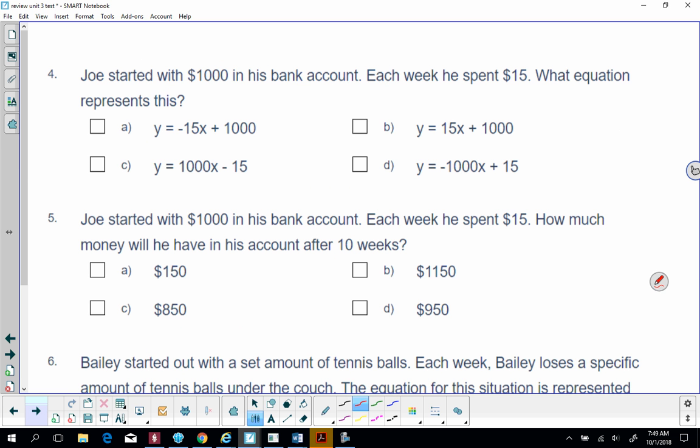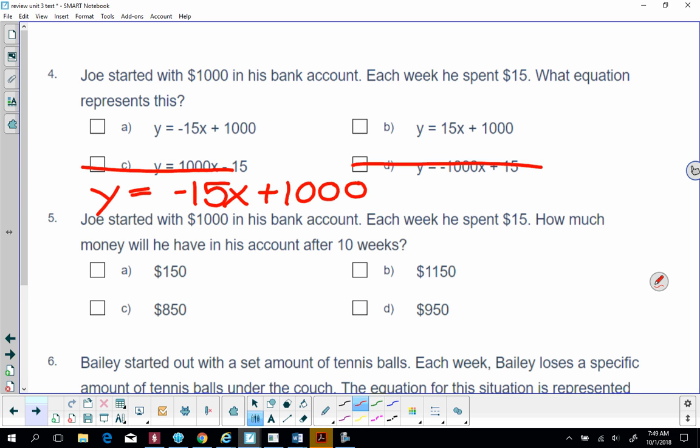The next one says, Joe started with $1,000 in his bank account. Each week he spent $15. So $1,000, would that be your slope or your y-intercept? Your y-intercept, right? So that's what he's starting with. That's my b. So right away, which ones can I eliminate that don't have 1,000 as your y-intercept? C and D, because these are the slopes. Then if you're spending something, would that be a negative slope or a positive? Negative, right? So if he's spending $15 each time, that would be negative 15x equals y. So your answer would be A here. And so these are going basically in the same order as your test was going to look.